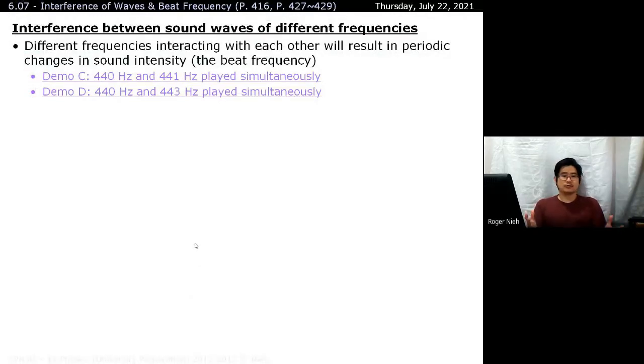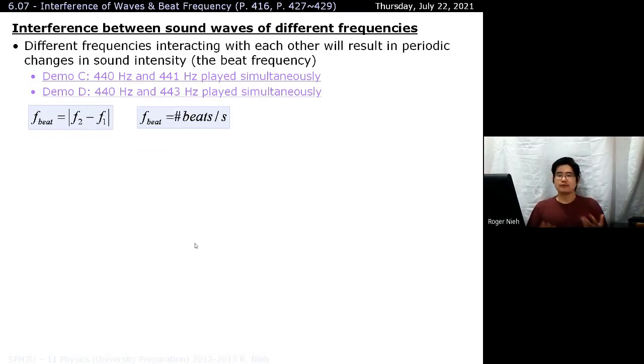And I think you guys have already hypothesized what the formula looks like. Between 440 and 441, you had a beat frequency of 1 hertz. Between 440 and 443, you had this annoying beat frequency of 3 hertz. And that's literally what the formula is. The beat frequency is the difference of those two frequencies.